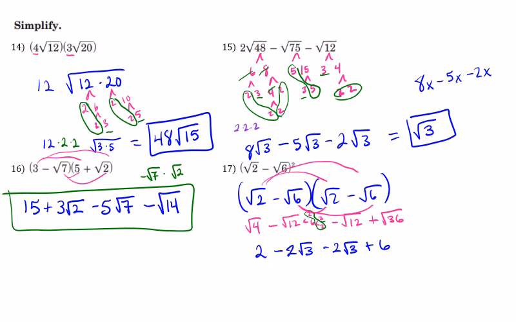All right, so now we do have some like terms, right? Now we can combine these radicals together. We have like radical terms, and we also have like integers as well. So 2 plus 6 is 8, and then negative 2 root 3 minus 2 root 3 is going to be negative 4 root 3. And that's our final answer. We don't have any like terms from that point, so we just leave it like that.